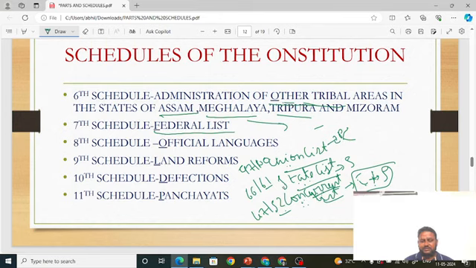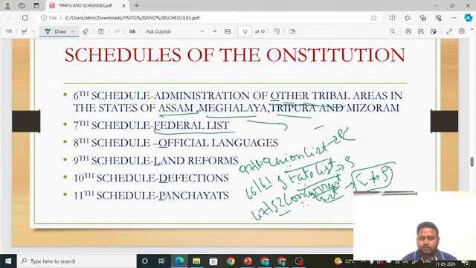Okay, there are certain other exceptions that we will learn when we talk about center and state relations, which we learned in the parts. Relation between center and state, which part? Part 11 or part 17, which part? Please do post your answer in the comment section, friends.